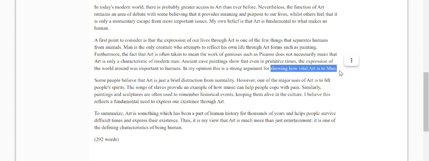I believe this reflects a fundamental need to express our existence through art.